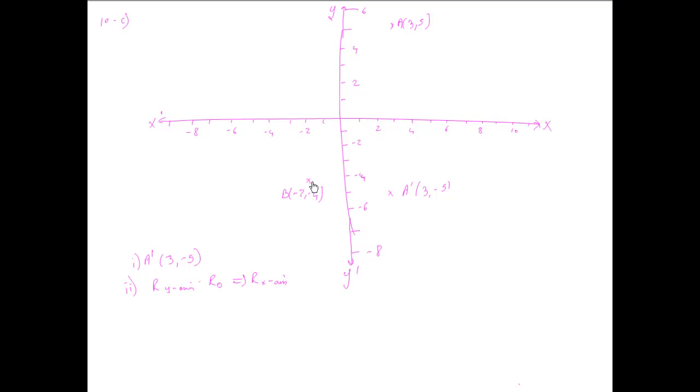So reflection in x-axis, children, would give us negative 2, 4. That's over here. That's B dash is equal to negative 2, 4. So the coordinates of B dash would come out to be negative 2, 4. Write the coordinates of B dash and plot it on the graph.